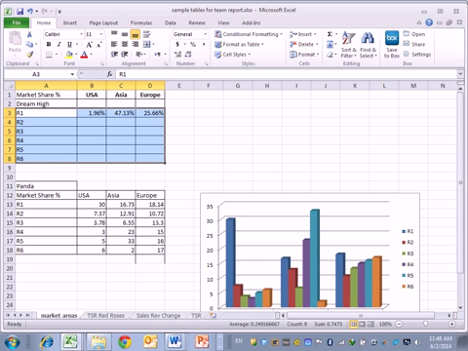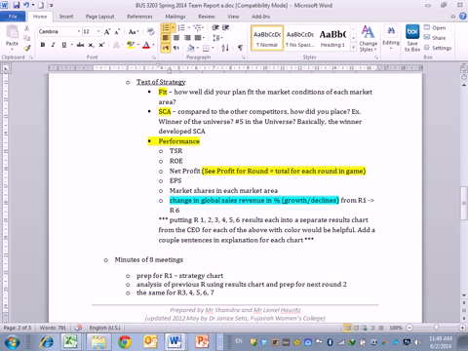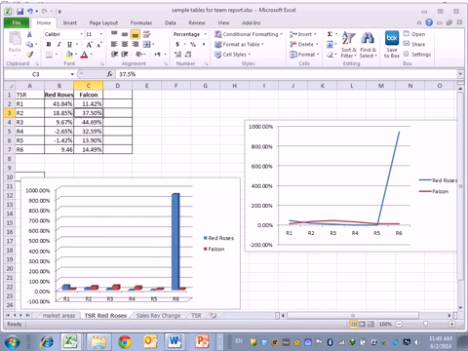All right, so this is good. So what were we going to look at? Here we are. So first, I showed you how to do the market. That was good. TSR, that's easy. Let me show you. Where is that? Sample tables, TSR. Okay, TSR. So here it is.